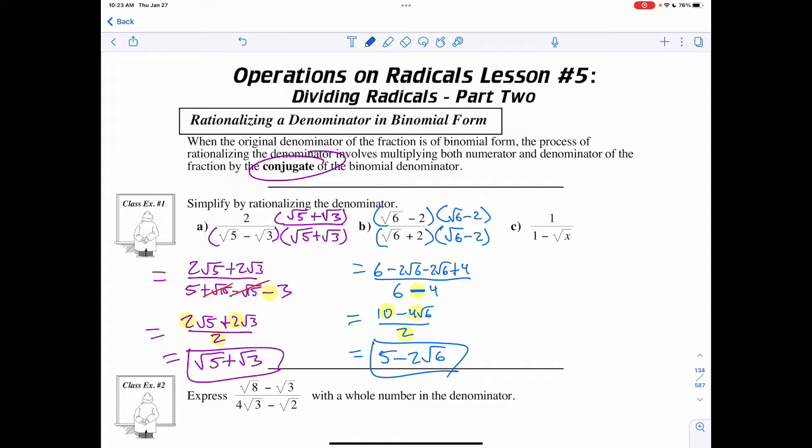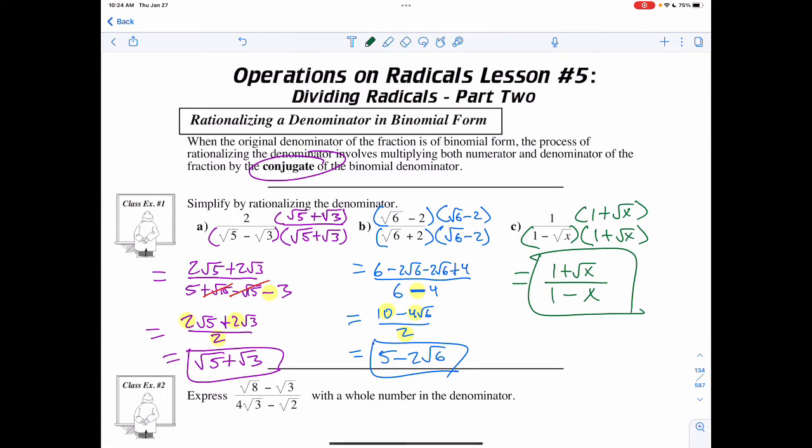The next one has a variable, doesn't change the process at all. I'm going to multiply by 1 plus root x. So I'm going to distribute it out in the numerator to just get 1 plus root x. And the denominator, I square the first one, 1. Positive and a negative, so it's going to be minus, and then square the second one, x. And because all four terms don't have a common factor, that is my final answer.